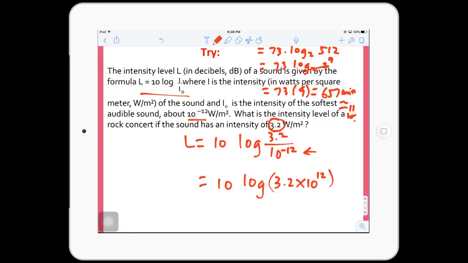Taking the log of that will give us approximately 12.5, and then multiplying by 10 will give us 125 decibels. And that is the intensity of the sound for 3.2 watts per meter squared. And that is the end of the problem.